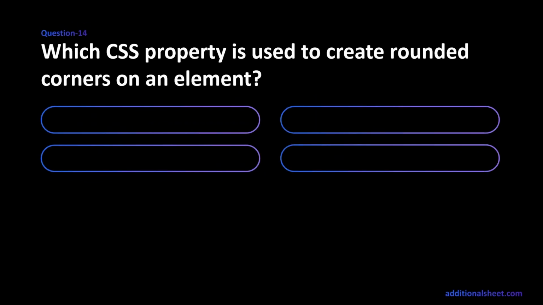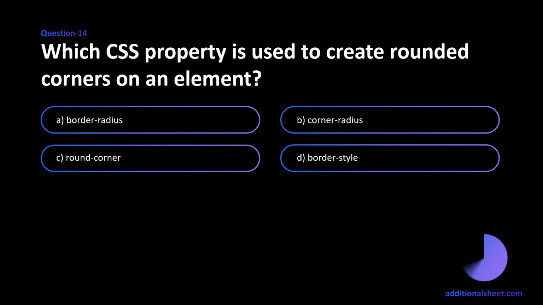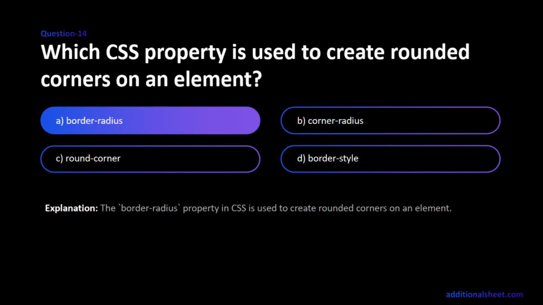Q14, which CSS property is used to create rounded corners on an element? Options are A. border-radius, B. corner-radius, C. round-corner, D. border-style. Correct answer is option B. The border-radius property in CSS is used to create rounded corners on an element.